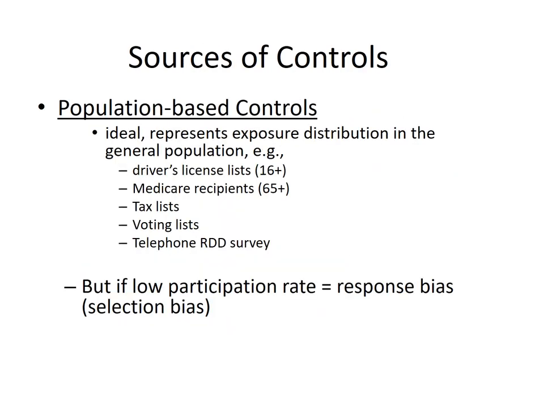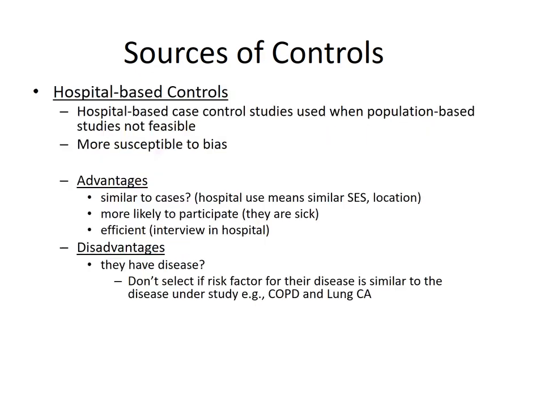Sources of controls: both population and hospital. Population-based controls ideally represent the exposure distribution in the general population. You can identify them by a driver license list, Medicare, or other recipient lists, depending on what you have to identify these subjects. But if there is a low participation rate, this will lead to response bias or selection bias, which means there is a reason that more patients are included as cases, but it's hard for us to find controls. Why? Maybe there is a selection bias in our sample.